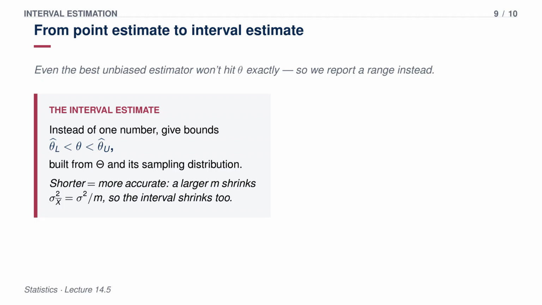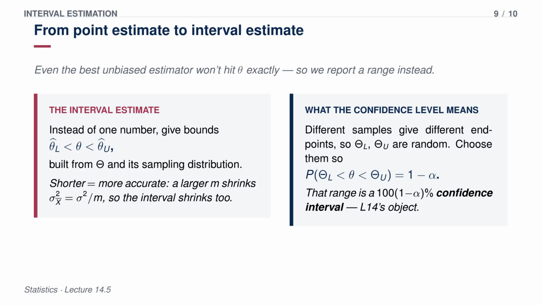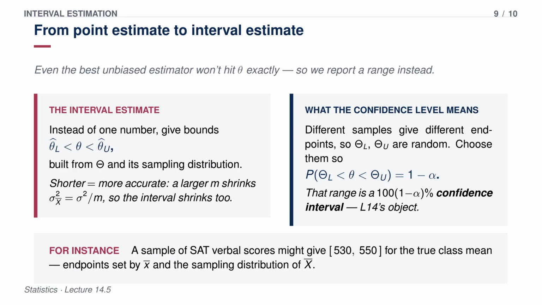Tighter is better. A bigger sample shrinks the variance of x bar, sigma squared over m, so the interval shrinks too. And because each sample gives different endpoints, the endpoints themselves are random. We choose them so the probability they straddle theta is 1 minus alpha. That range is the 100 times 1 minus alpha percent confidence interval, the exact object lecture 14 built.